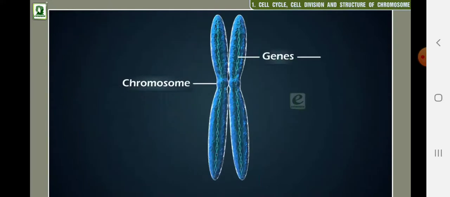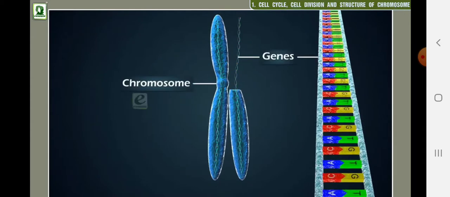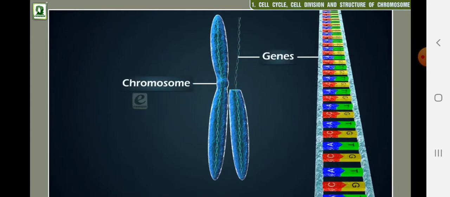The complexity of an individual depends upon the types of genes present on the chromosomes, not upon the number of chromosomes.